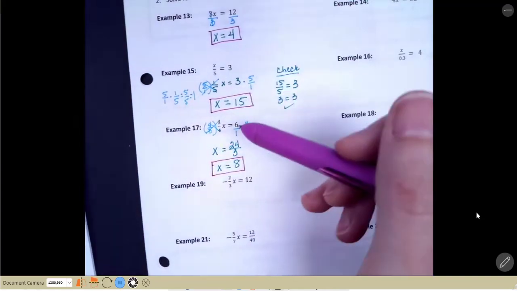Notice that all of these are different. It's because you're going to see all of these types in your notes. Okay.